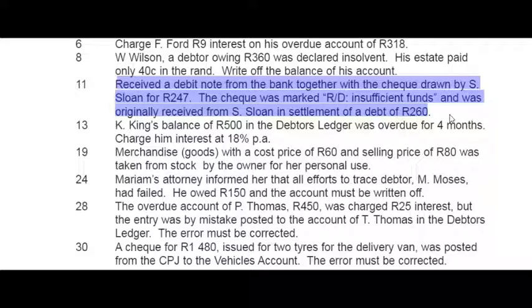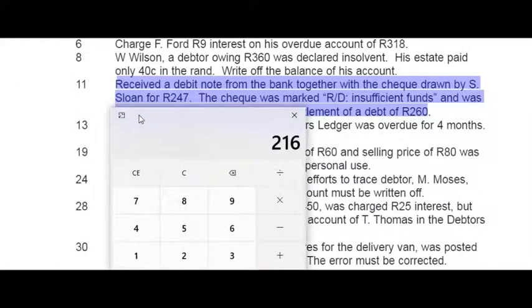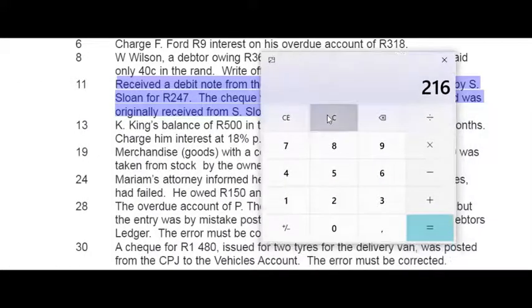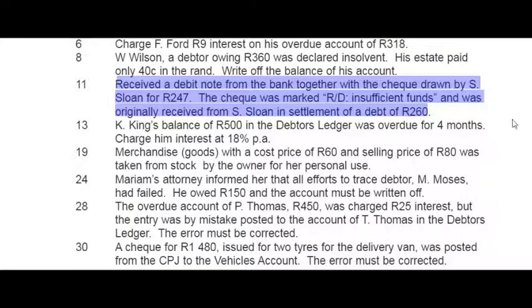Okay, so what happens here is previously S. Sloan paid us with a check. She paid 247 Rand to settle a debt of 260 Rand. Okay, so that is implied discount. It says that she paid us 247 Rand to settle a debt of 260, which means that 13 Rand was given as discount. However, now she doesn't have the money to actually pay us. There's insufficient funds. Her check was dishonored.